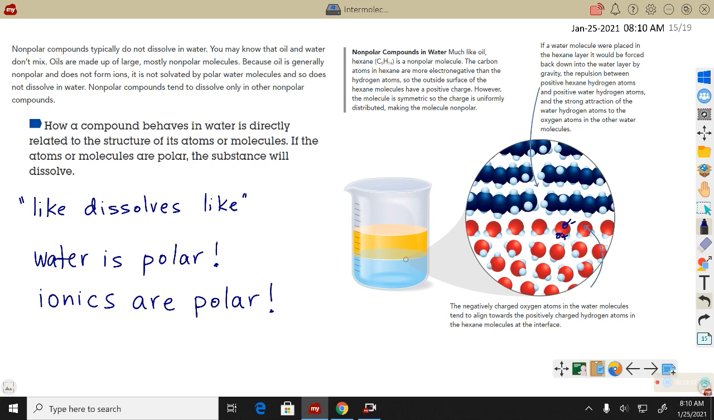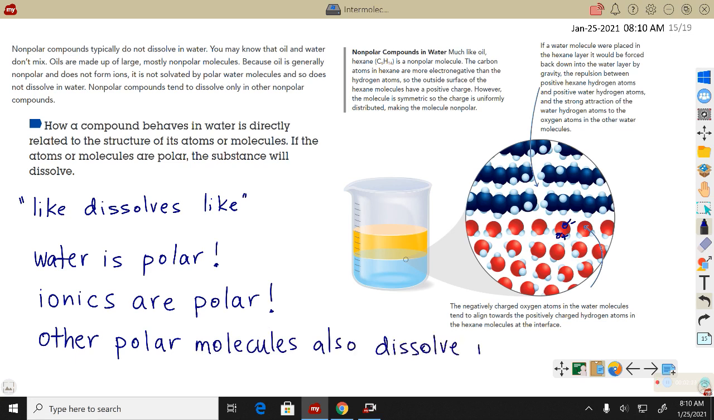So ionics are polar, they'll dissolve in water, and other polar molecules also dissolve in water. So it's got to have something that's charged, whether it's a full positive or negative ion, or it could be like these partial positive and partial negative regions. In order to dissolve in water, you have to be really attracted to the water molecules. So since water molecules are charged, anything else with a charge will be very much attracted to the water molecules.